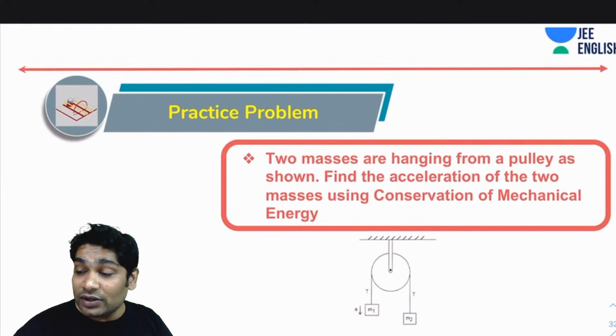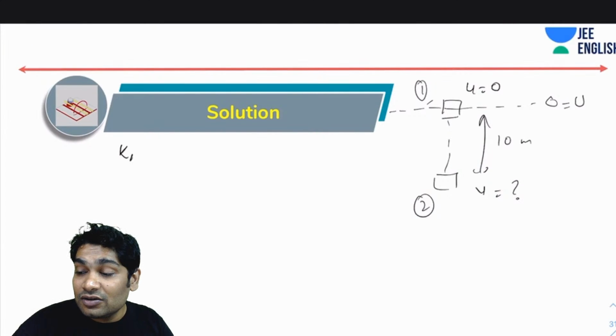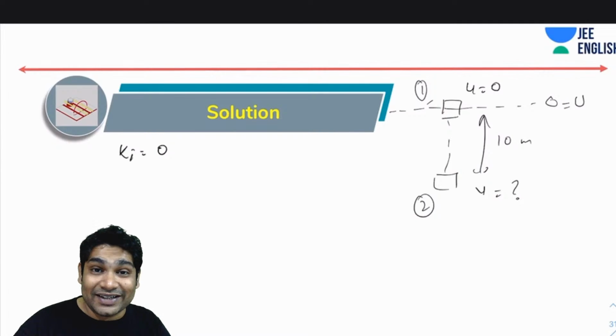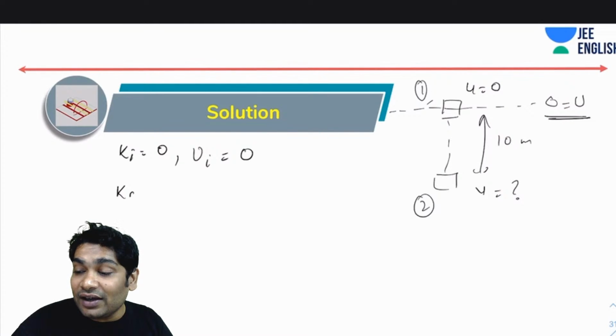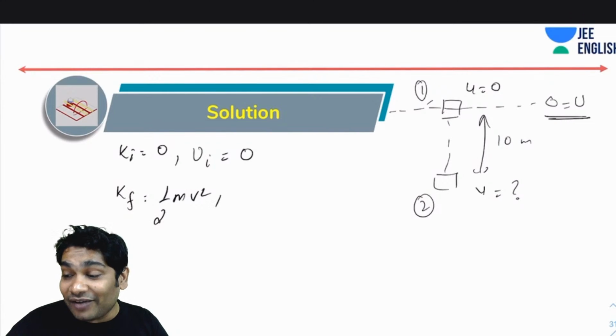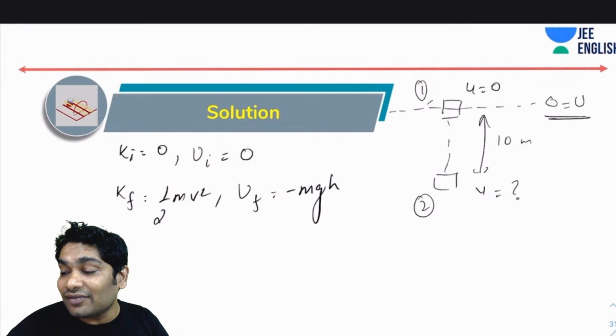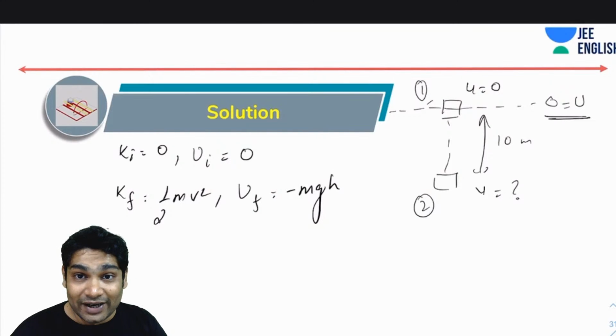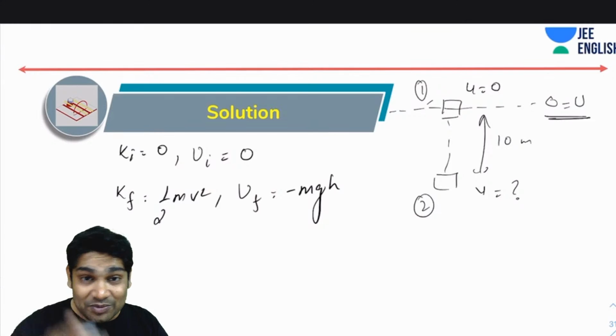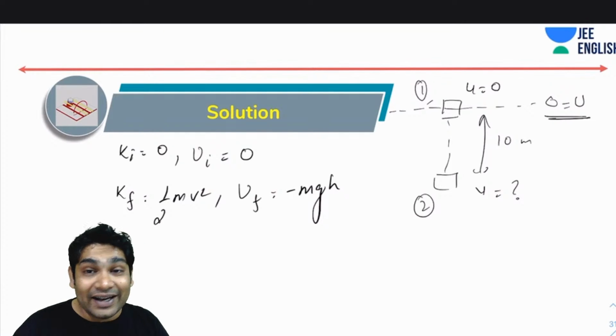Alright, so what I do is I will write my K initial. What is my K initial? It is 0. Why? The object is at rest. What is my U initial? Initial potential energy is also 0, because I've taken this as my 0 point. Let's talk about my final kinetic energy. Final kinetic energy can be written as half mv square. And how about my final potential energy? Final potential energy I can write as minus mgh. Why? Because the object has come down by h from the 0 point. So when it comes down, I know the potential energy changes by negative.